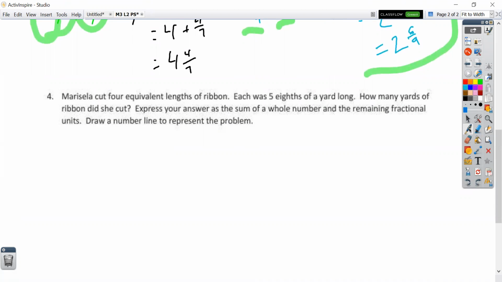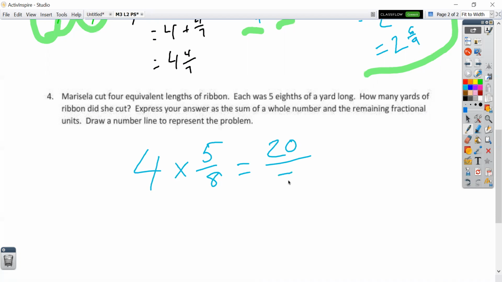Maricela cut 4 equivalent lengths of ribbon, so equal lengths. Each was 5/8 of a yard long. How many yards of ribbon did she cut? So 5/8, 4 different times, right? So 4 times 5/8. Now remember, this is where we can think 4 times 5 apples. Remember, the unit is interchangeable. 5 times 4 is always going to be 20, but the unit is going to stay the same.